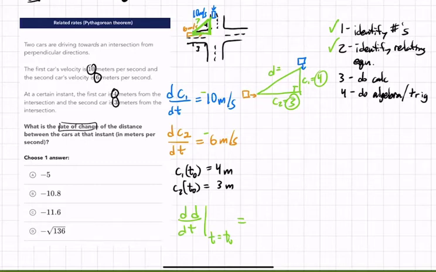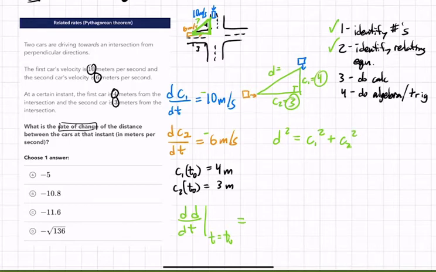Okay, next we're gonna do step 3. Oh wait, we didn't even do step 2. Really, we don't have the relating equation. Oh, but it should be obvious to you guys. Once you see this triangle right here, and you see the relationship between these two numbers, what's our relating equation, guys? Do you know? If you said d squared equals c sub 1 squared plus c sub 2 squared, then you were right.